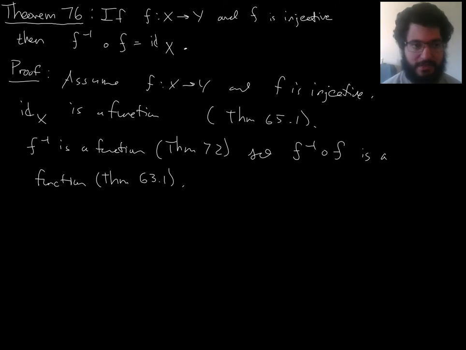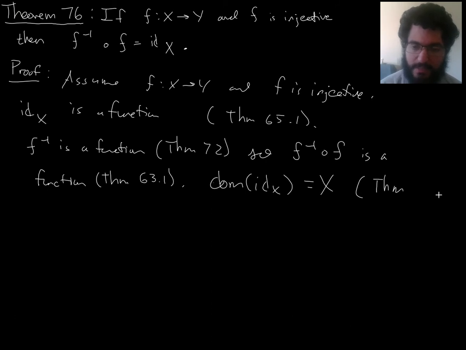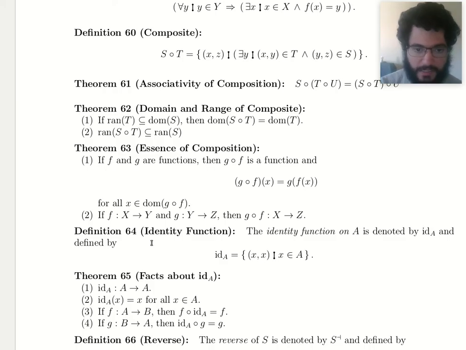Okay, great. So I have got that the two things that I'm trying to show are equal are functions. This is a function, and this is a function. Now, do their domains match? So the domain of id x, well, that's x, right? By some theorem, probably the basic facts about identity. Yep, it's contained in this mapping statement. The domain of id a is a.